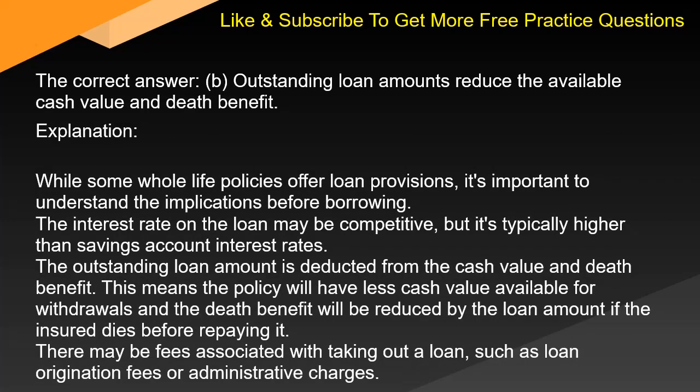The correct answer, B. Outstanding loan amounts reduce the available cash value and death benefit. Explanation. While some whole life policies offer loan provisions, it's important to understand the implications before borrowing. The interest rate on the loan may be competitive, but it's typically higher than savings account interest rates. The outstanding loan amount is deducted from the cash value and death benefit.